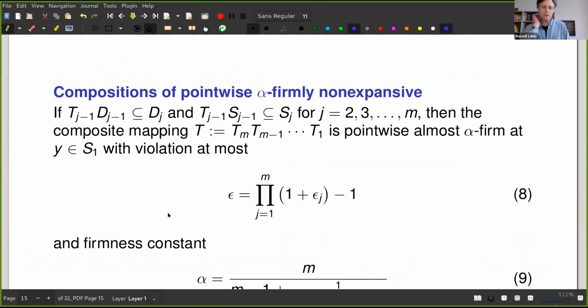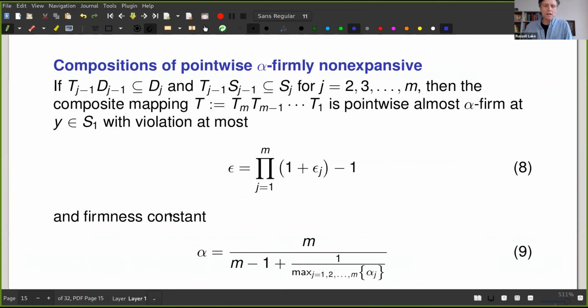So, compositions of pointwise alpha firmly non-expansive mappings. The tricky thing here is that I need to keep track of, since I've got compositions, the image of the inner operators being the domain of the outer operators. So I just need to make sure that the image of the inner operator stays in the domain of the outer operator, where all of the nice properties hold. And similarly for the fixed point set, S is going to be the solution set that I'm after. Okay.